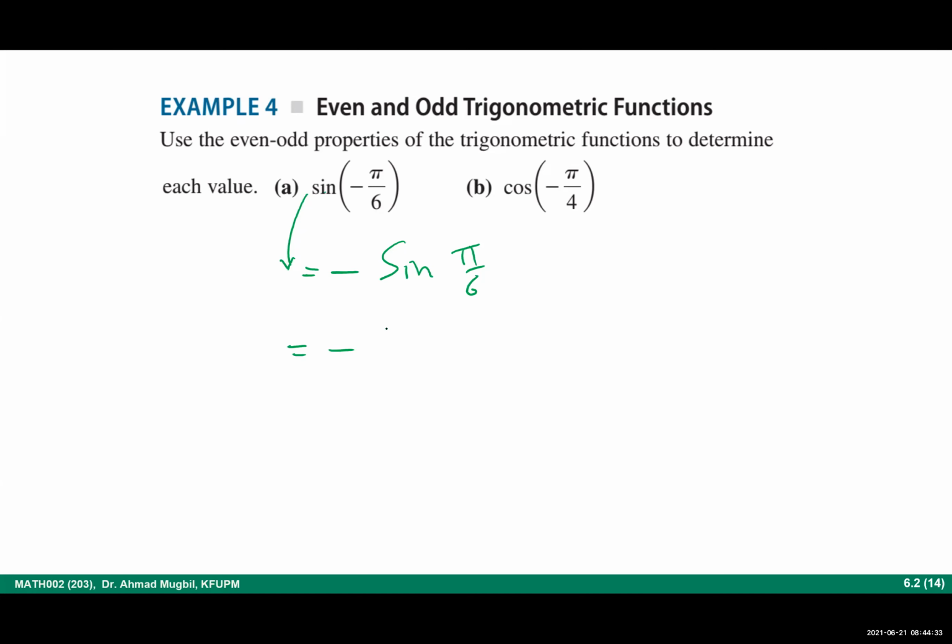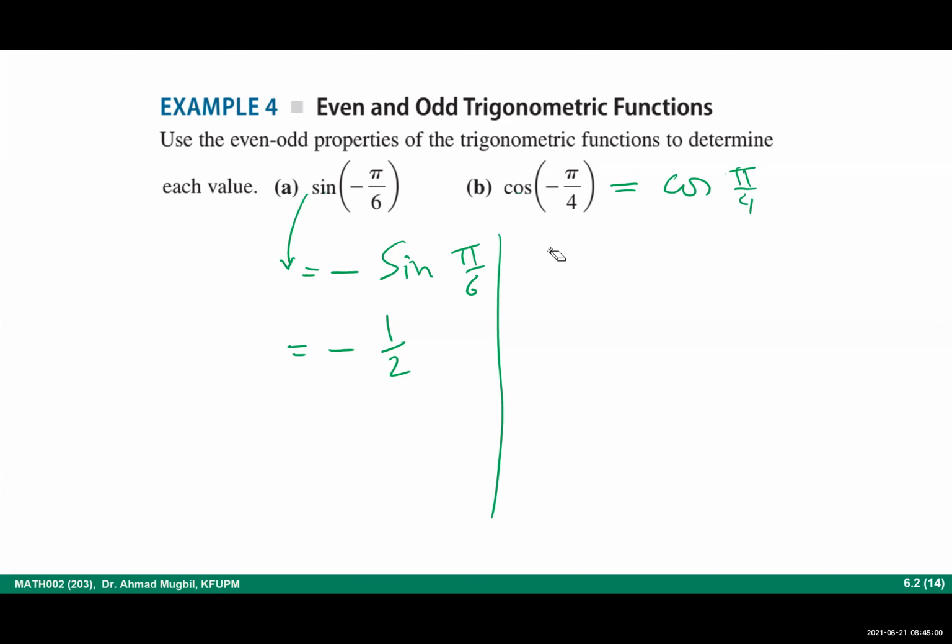Mahmoud, ya Mahmoud, are you here? Half, doctor. It is a half. Sine pi over 6 is a half. So easy, ya shabab. Now, what is cosine negative pi over 4? Similarly, it will be what? Because cosine is even, the negative sign will just disappear. It will be the same as cosine pi over 4.